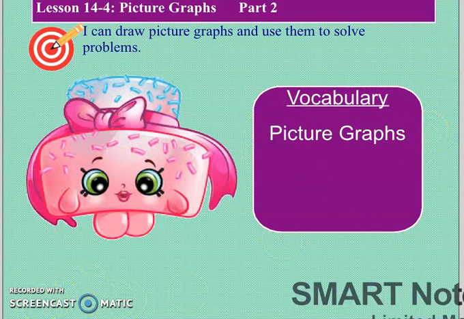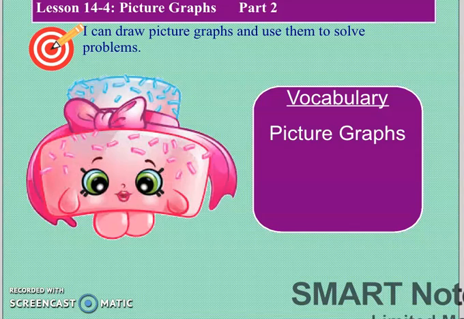And remember what a picture graph is. We talked about it yesterday. Does anybody remember? A picture graph is a graph that uses pictures to show data. And also, it usually has symbols they use to represent the data. It could be smiley faces like we used yesterday. It could use fruits or vegetables, any kind of picture to tell you about that data shown.